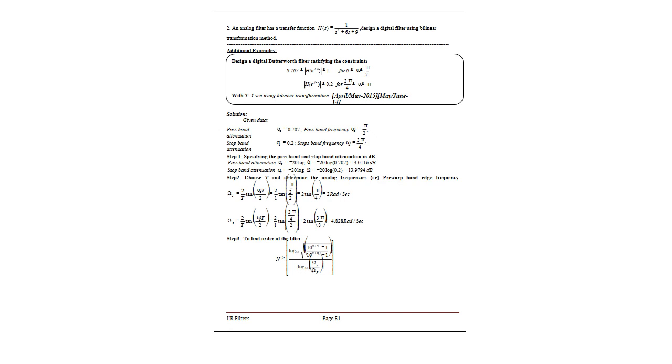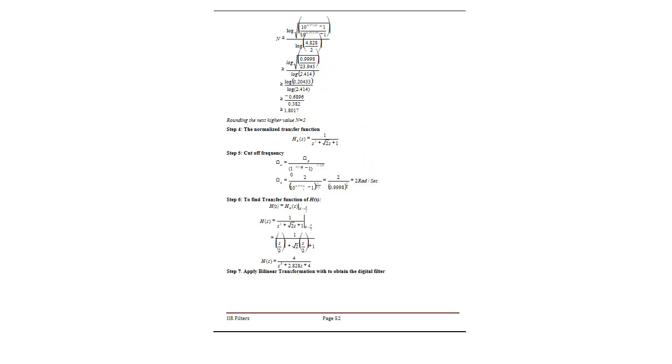N is greater than or equal to modulus of log base 10 root of (10 to the power of 0.1 alpha s minus 1) by (10 to the power of 0.1 alpha p minus 1), divided by log base 10 of modulus of omega s by omega p. So that N value will be greater than or equal to 1.8017. So rounding this value up to the next integer, N is equal to 2. So step 4 is the normalized transfer function, that is, Ha of s is equal to 1 divided by s square plus root 2 s plus 1.